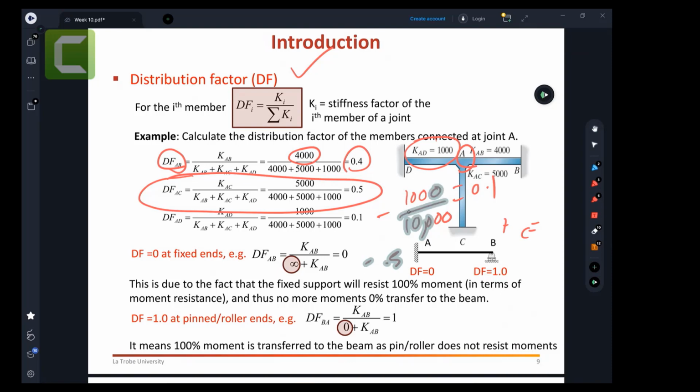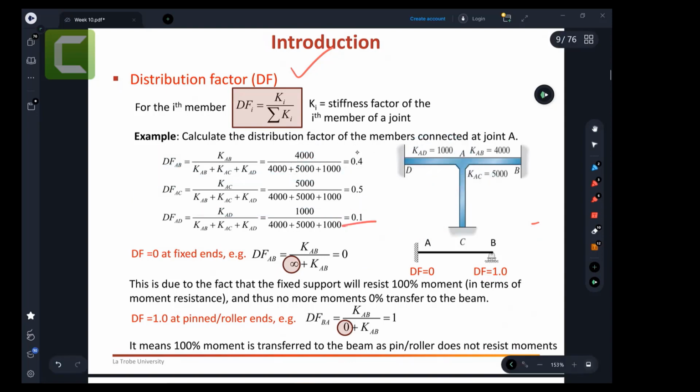One quick note here: you can check whether your answers are correct by summing all the distribution factors at this particular joint. 0.4 plus 0.5 plus 0.1 becomes 1. So if you sum all the distribution factors at this joint, you get 1. That is the distribution factors for these cases. I hope it makes sense.